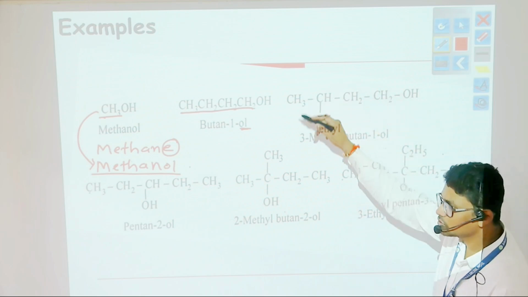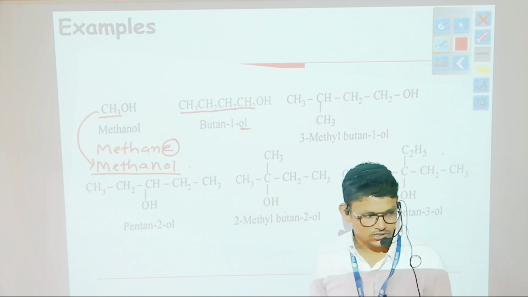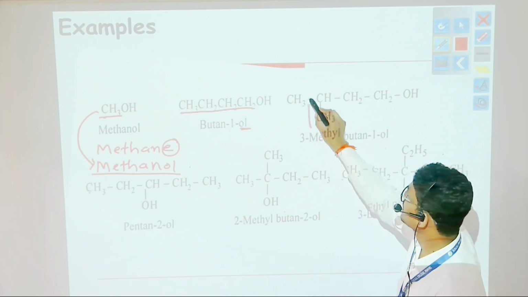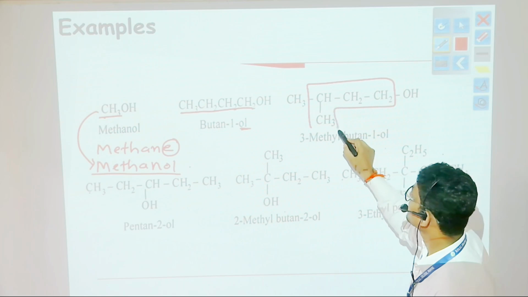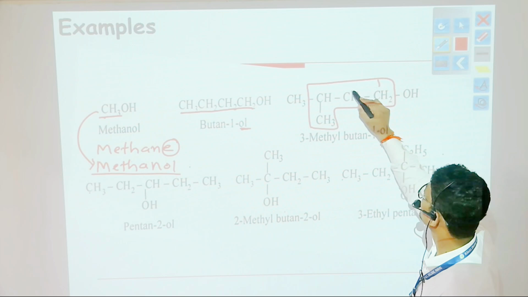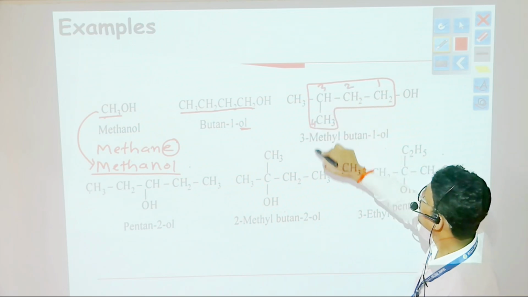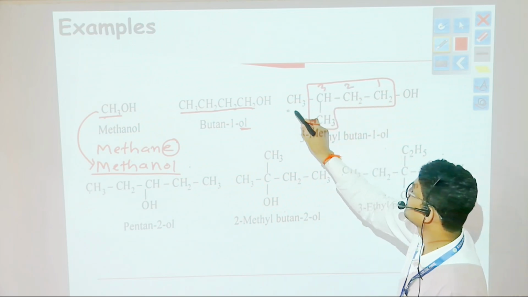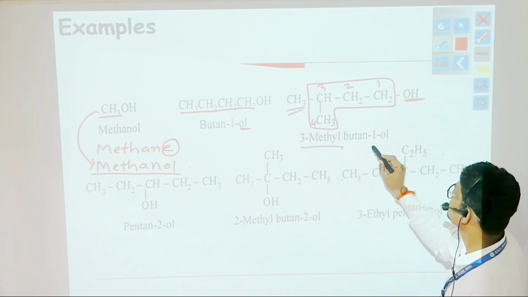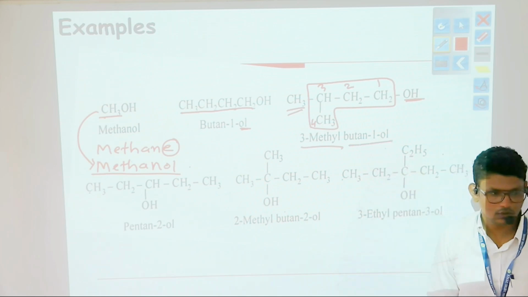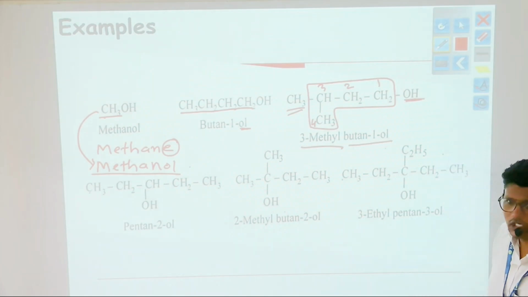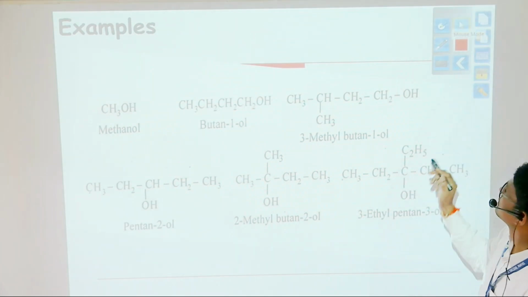If there are substituents, then we have to select the longest carbon chain, giving the minimum number to the substituent. In this example, this will be the longest carbon chain, butane, and this will be the numbering system, in which at position 3 there is a methyl group, so the name will be 3-methyl. At position 1 there is an OH group, so the name will be 3-methylbutan-1-ol. This way we can give names to alcohols using the IUPAC nomenclature system.